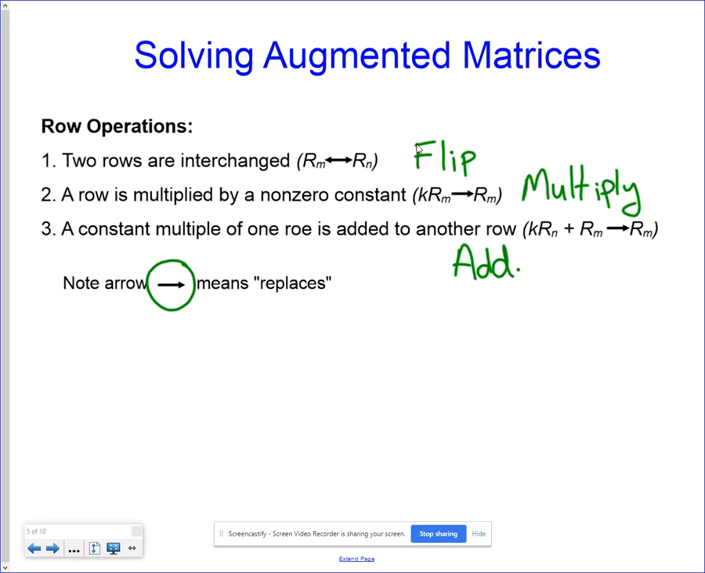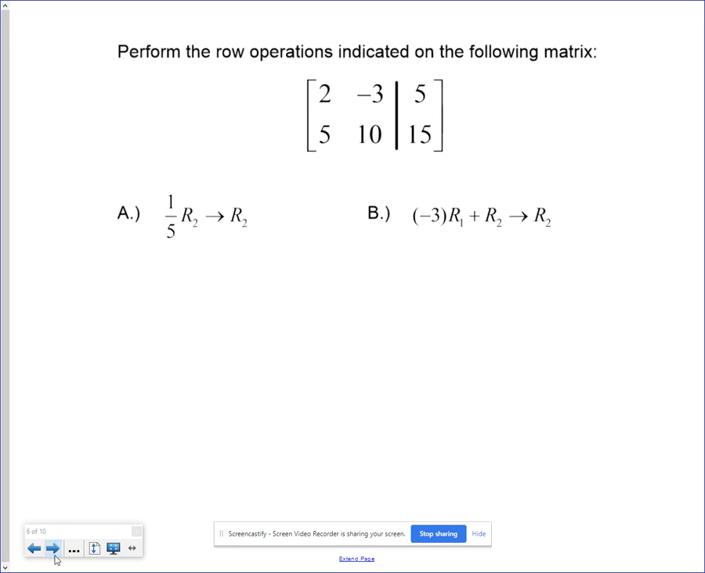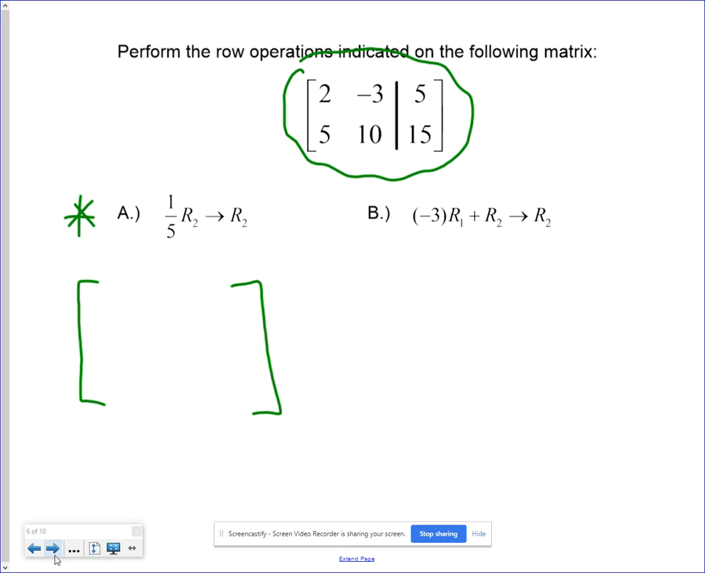All right, so let's do some examples here. It says perform the row operation indicated on the following matrix. So here's my original matrix right here. I want to do this first row operation. Here's what it says. It says take 1/5 times row 2 and then replace row 2. So what does that mean? That means we're going to rewrite our matrix up there, but row 2 is going to change. Row 1 stays the same.